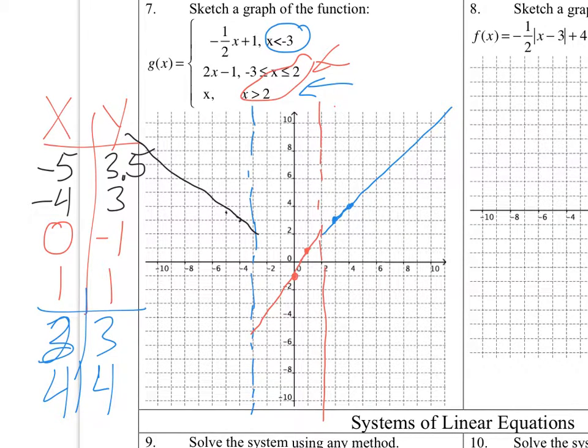And now I can fill in my open and closed circles. Okay, at my -3 boundary, I'm going to have an open circle for just less than, and a closed circle for the less than or equals. Or greater than or equals, rather. My next one, I'm going to have a closed circle for the less than or equals, and an open circle for the greater than.